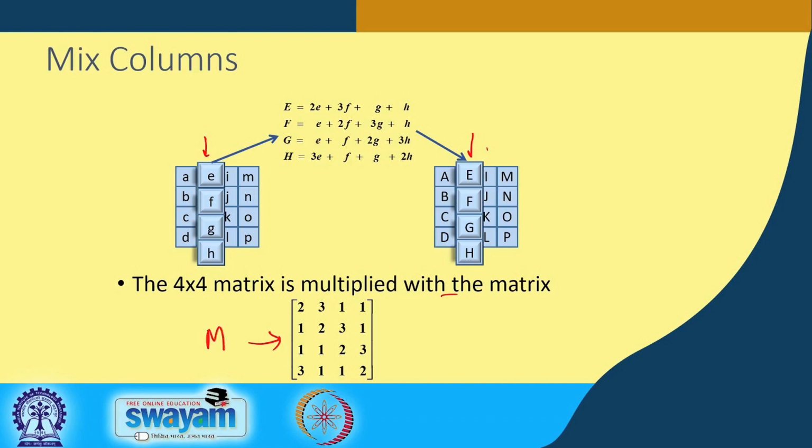This has got these numbers 2, 3, 1, 1 and then cyclic shifts of 2, 3, 1, 1. So the first row is 2, 3, 1, 1. The second row is 2, 3, 1, 1 but cyclically shifted. Again you have 2, 3, 1, 1 cyclically shifted, and again 2, 3, 1, 1 cyclically shifted. It may be emphasized here that these 2, 3, 1 are not normal integer numbers. These are also elements of GF 2 power of 8, Galois field 2 power of 8.